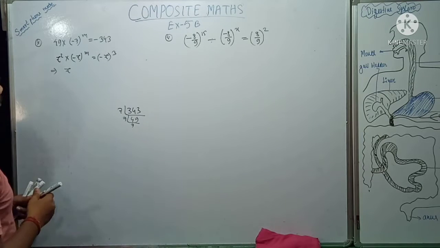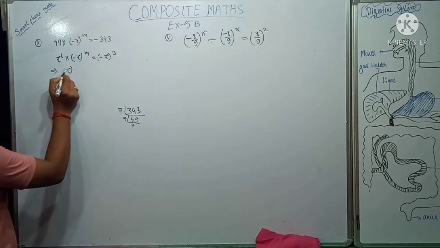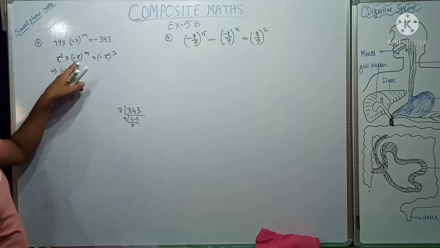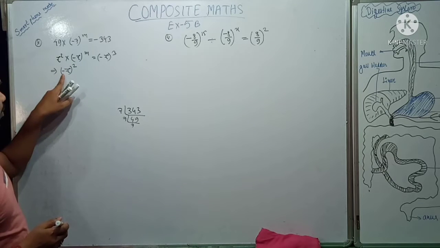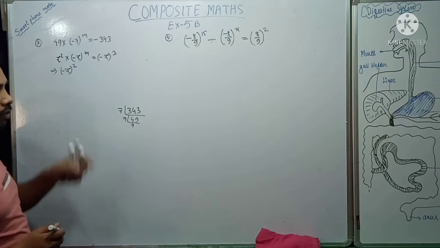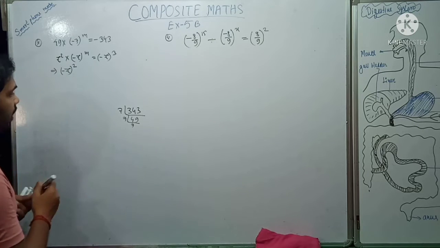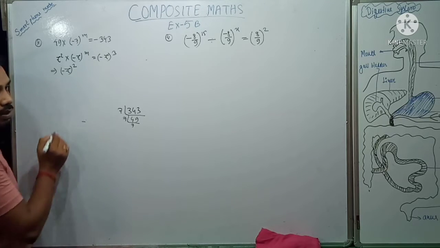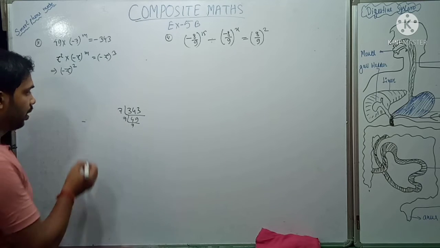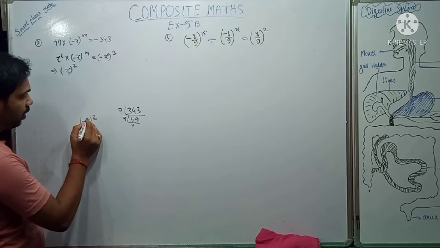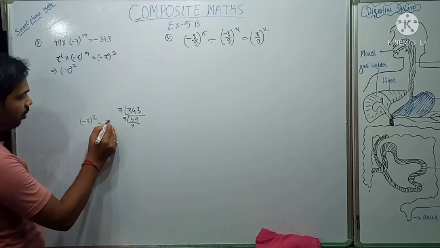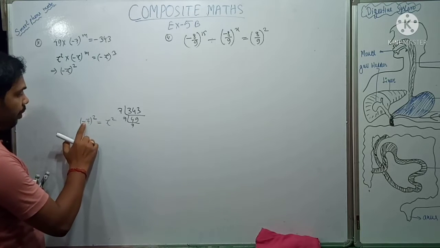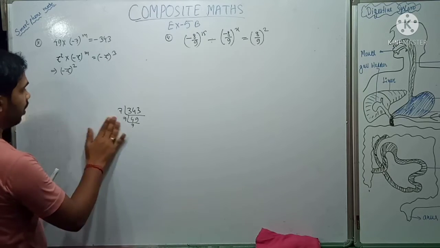Now you see here the bases are not the same. So students, this one you can write as minus 7 whole square, because we have to make the bases the same. If I put plus, then the base will be different, because this will be negative and this will be positive. So I have written minus 7 whole square. Now you see, when any negative number has an even power, the result will be positive. So minus 7 whole square gives 7 square. Why is it so? Because the even power makes the negative sign positive. This is the rule.